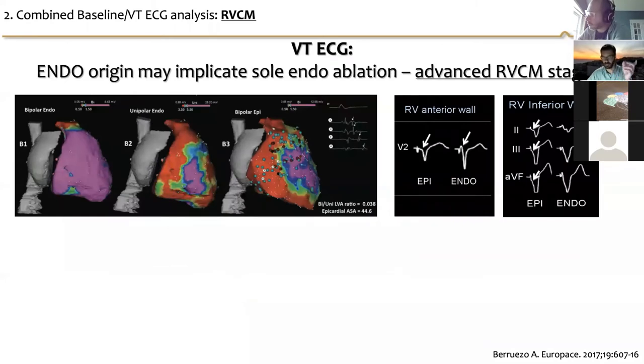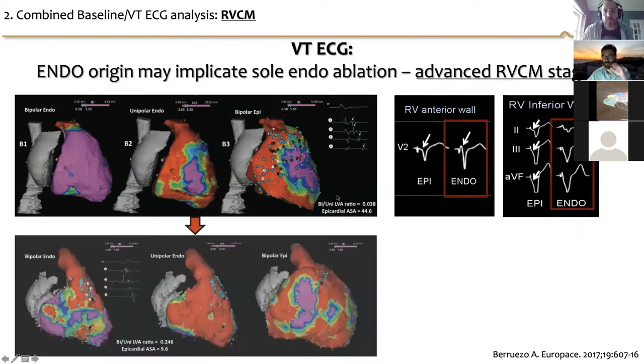It is interesting because the EKG assessment can make a difference, and sometimes not just for confirming an epicardial origin in this setting of right ventricular cardiomyopathy, but to confirm an endocardial origin of the tachycardia. Most tachycardias in right ventricular cardiomyopathy arise from intramural or epicardial exit sites. And when you get an endocardial exit site in the setting of right ventricular cardiomyopathy, you have to suspect an advanced stage of this disease.